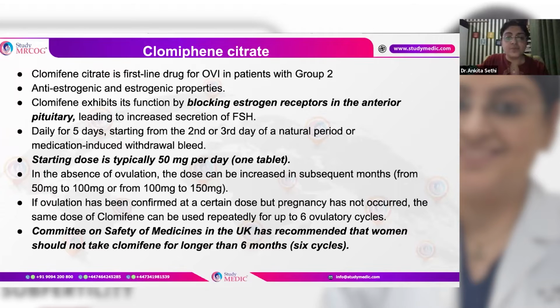And in the absence of ovulation, the dose can be increased in subsequent months from 50 to 100 or from 100 to 150. If the ovulation has been confirmed at a certain dose, but the pregnancy has not occurred, the same dose of clomiphene can be used repeatedly up to 6 ovulatory cycles. The Committee on Safety of Medicines in UK has recommended that women should not take clomiphene for longer than 6 months, that is 6 cycles. Again, a very important point.